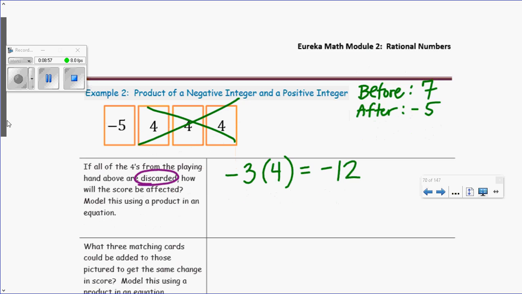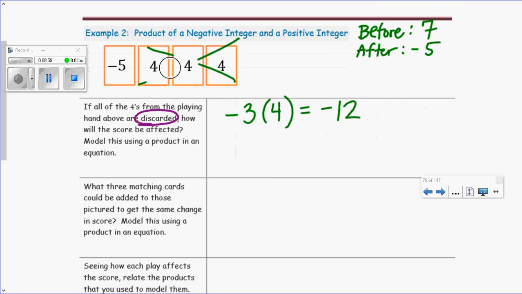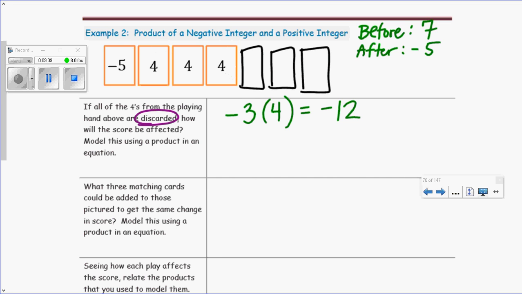Okay, the other question is, instead of getting rid of these 4s, what could I add in? What cards could I add in? So let me kind of show you an example here. What 3 cards could I add in to cancel out or get rid of those 4s? Yes, those would be negative 4s. So I could also pick up 3 negative 4s. So watch this. This is kind of neat. If I pick up 3 negative 4s, that would look like this. I pick up 3 negative 4s, which would also cause my score to go down 12.